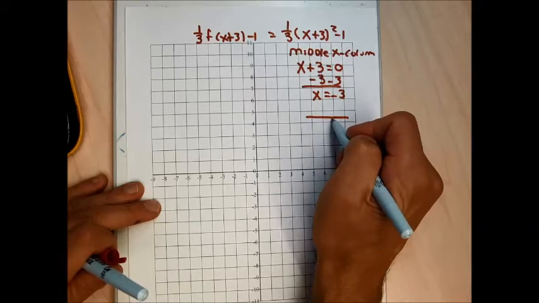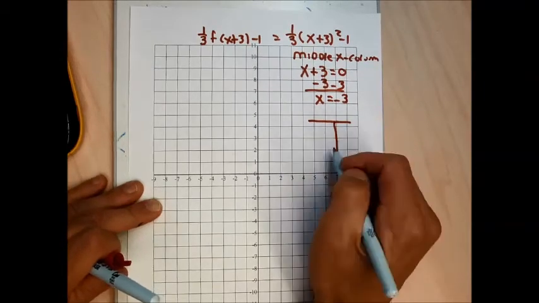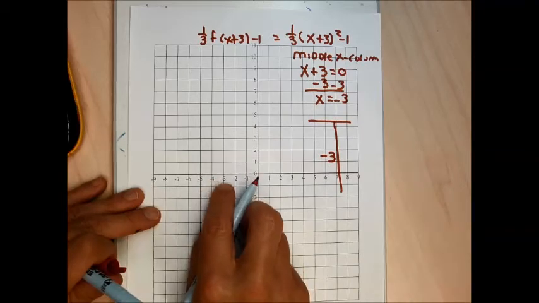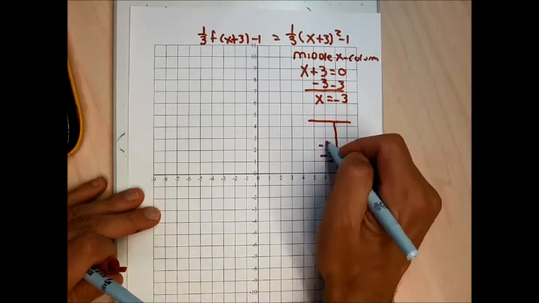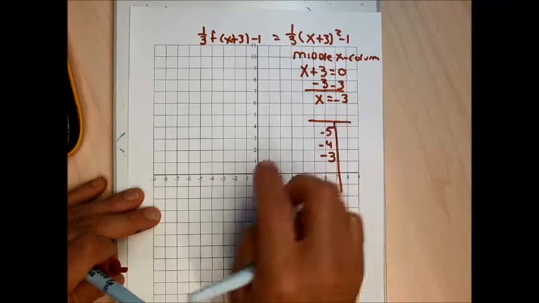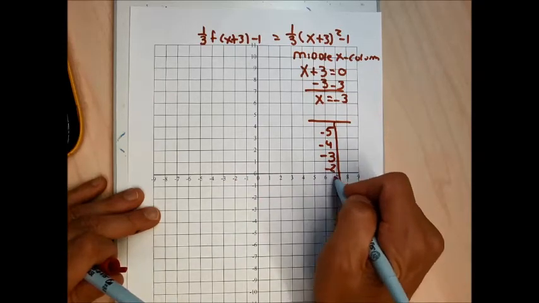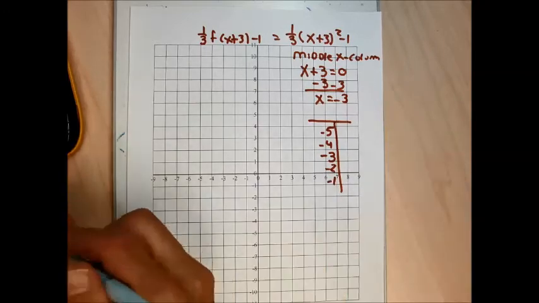So for my table for this problem, it's going to have negative 3 in the middle of the x column, and then I'm going to go smaller than negative 3 at negative 4 and negative 5 above the negative 3, and then below the negative 3, negative 2 and negative 1, which are numbers that are bigger than negative 3.